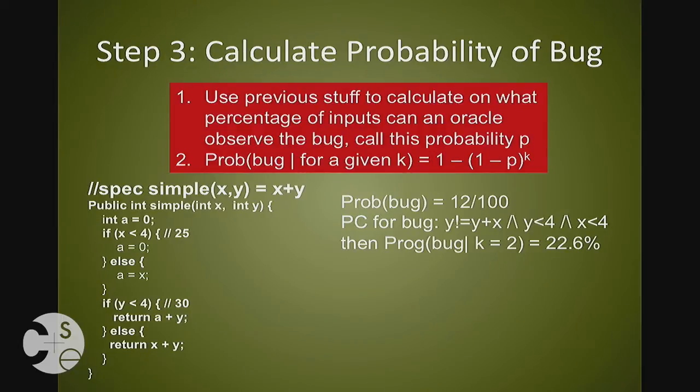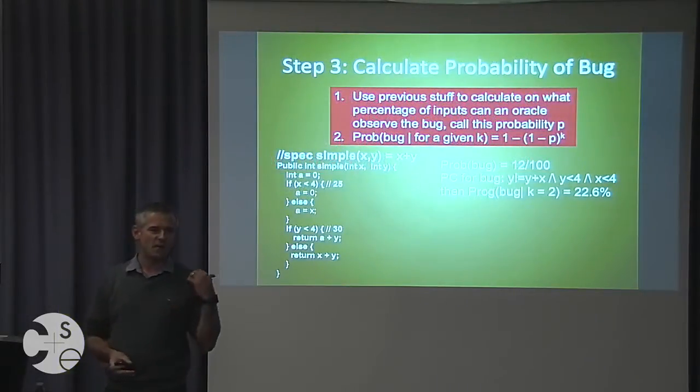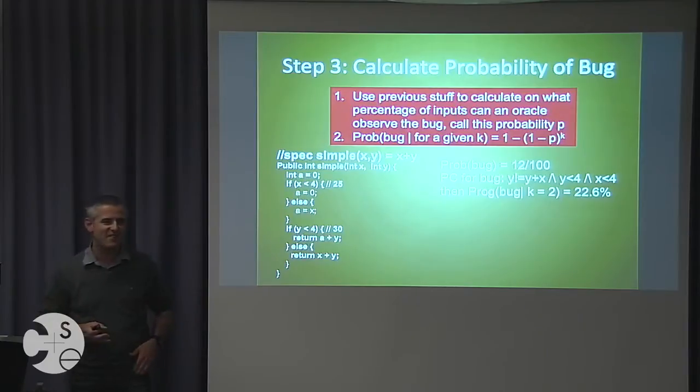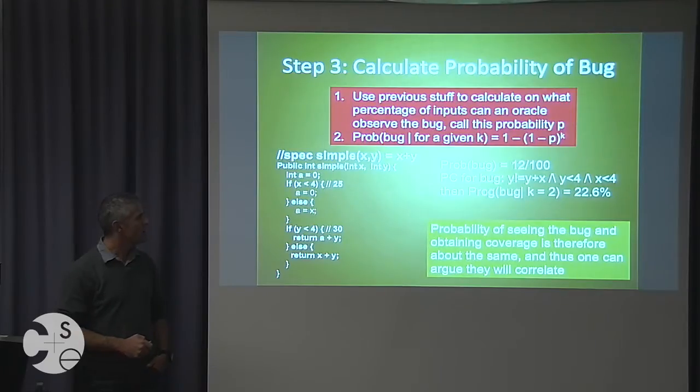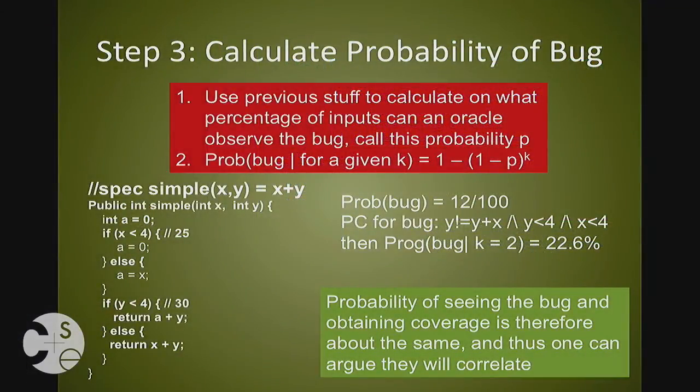Now, where do you think I'm going with all of this? We had a 23% chance of getting the coverage, and we have a 22.6% chance of seeing the bug. Those two numbers seem kind of related, which, by the way, is a complete accident because we didn't engineer this example to be that close in terms of the values. But I'm going to argue that the real correlation is if the probability of finding a bug is about the same or higher than getting the coverage.